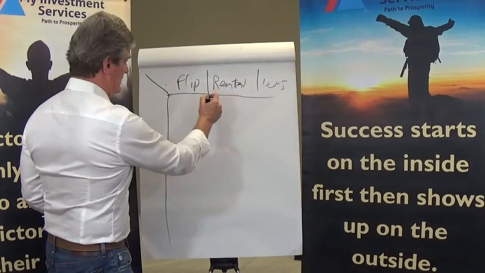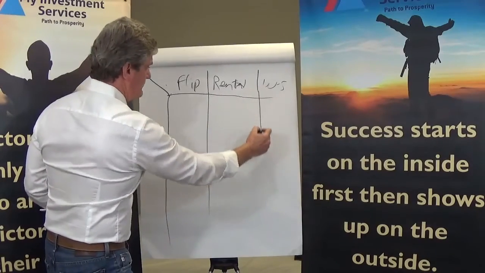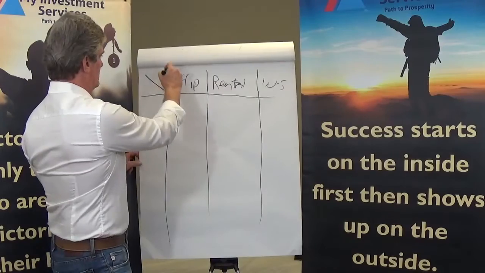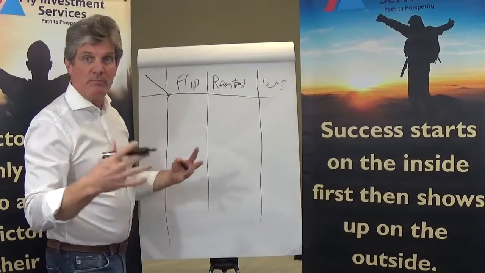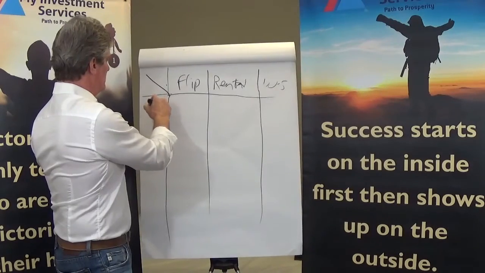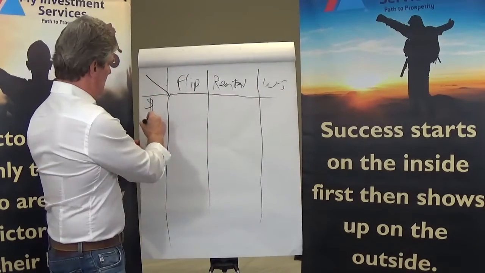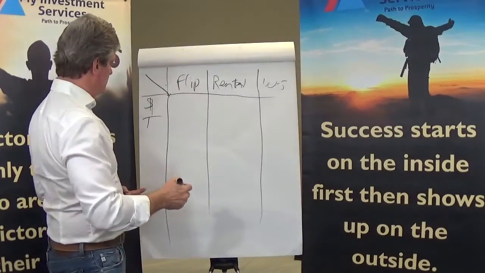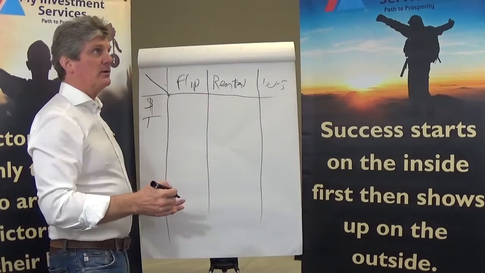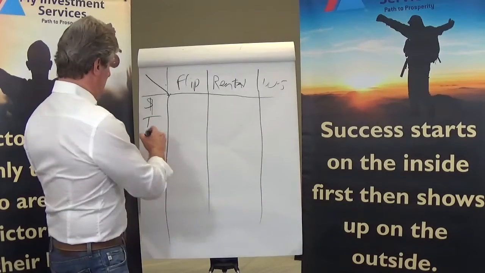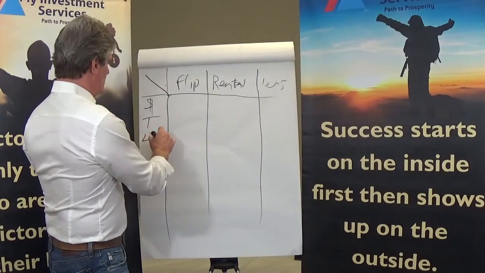So let's draw some columns here. And the rows are going to be things like, how much money do they have? Let's just say how much money. How much time do they have? How about this? What is the long-term goal? So let's just say long-term goal.